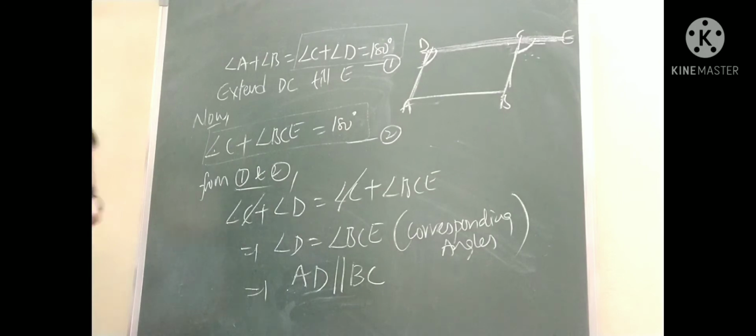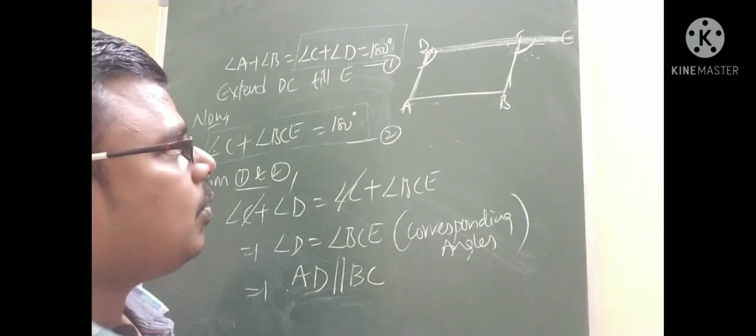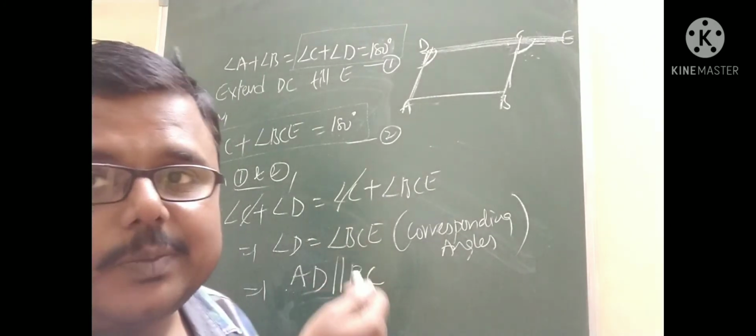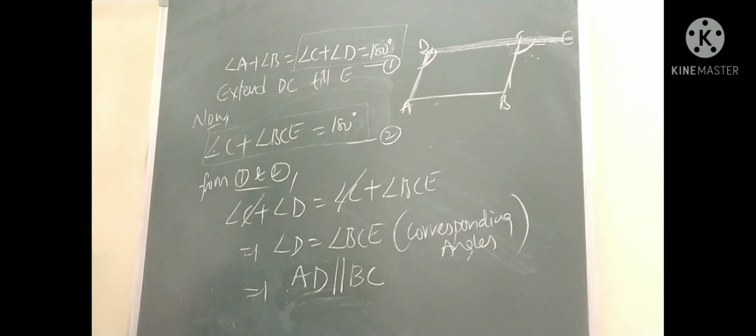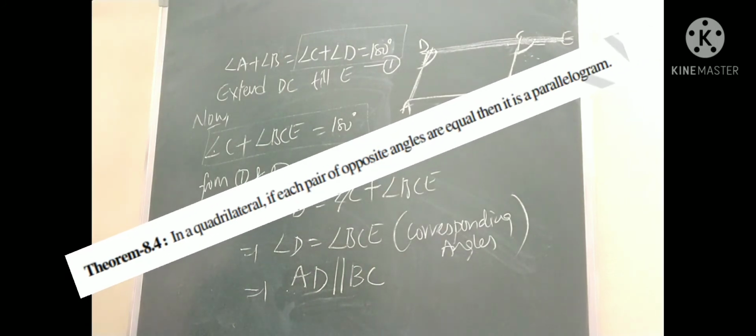So we got two pairs of opposite sides parallel in the quadrilateral, in which it is already given that opposite angles are equal. Then that quadrilateral will be considered as a parallelogram. Clear?